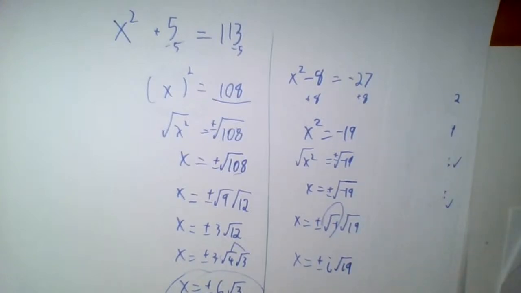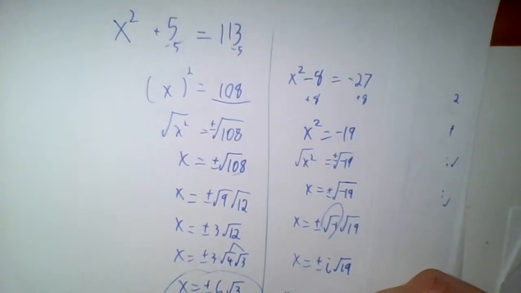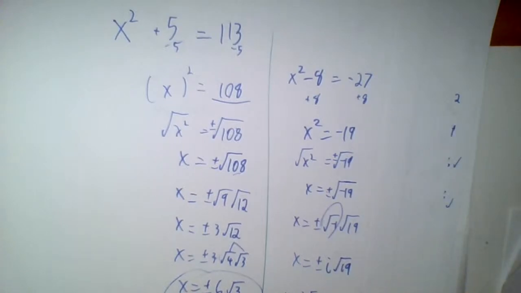And that's really the two solutions for that. I've got to remember these represent two different things. x is i square root of 19, or x is negative i square root of 19. Both of those will work. Those are your solutions to that.